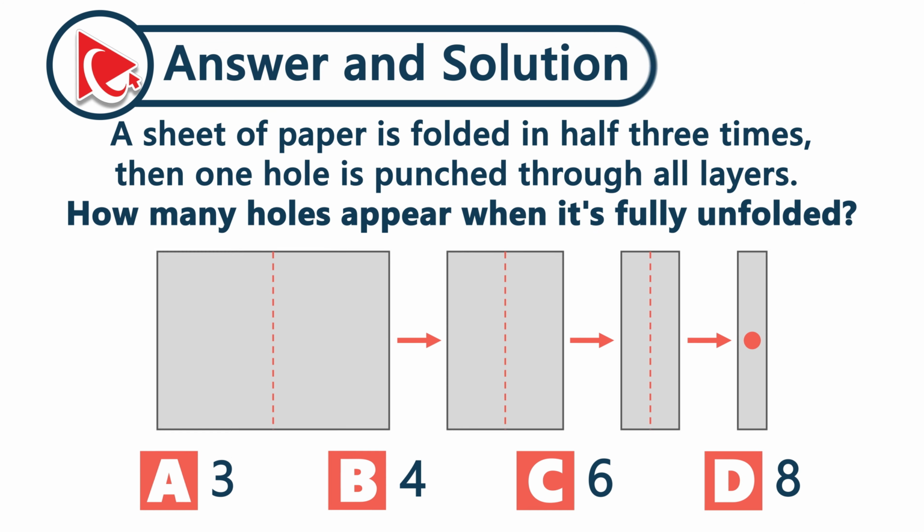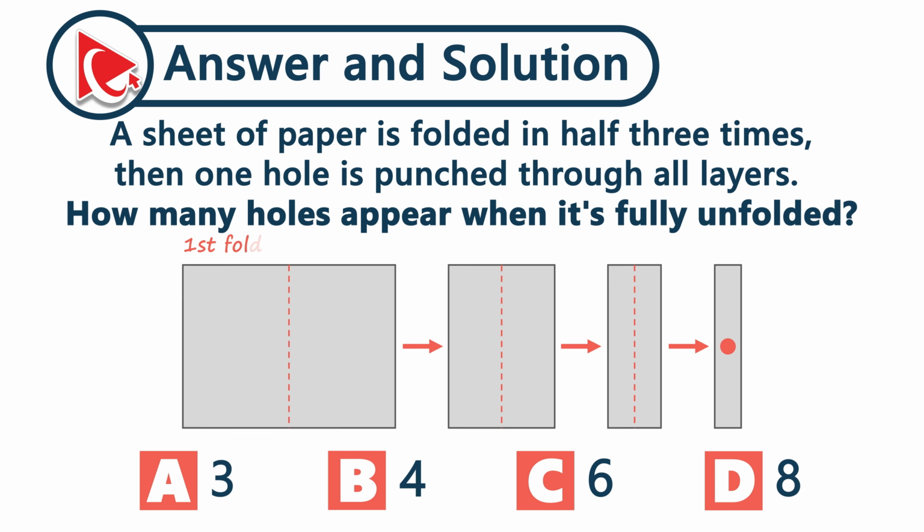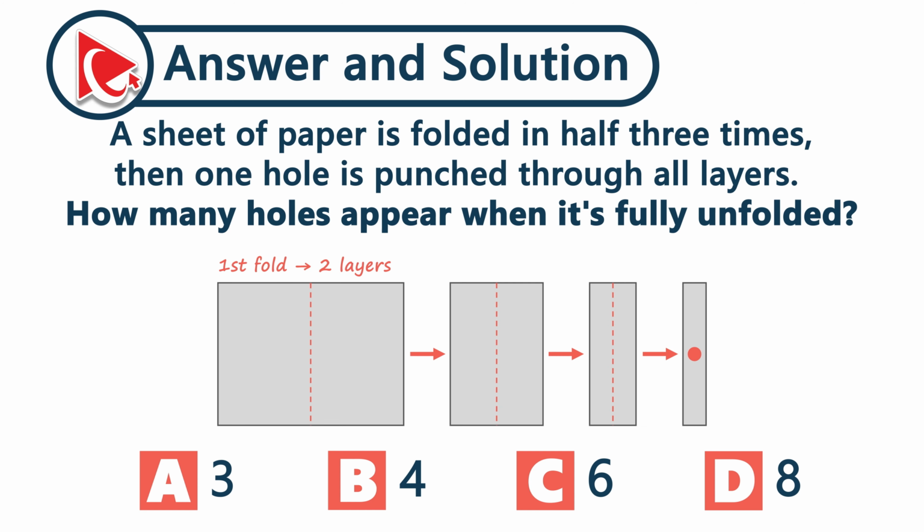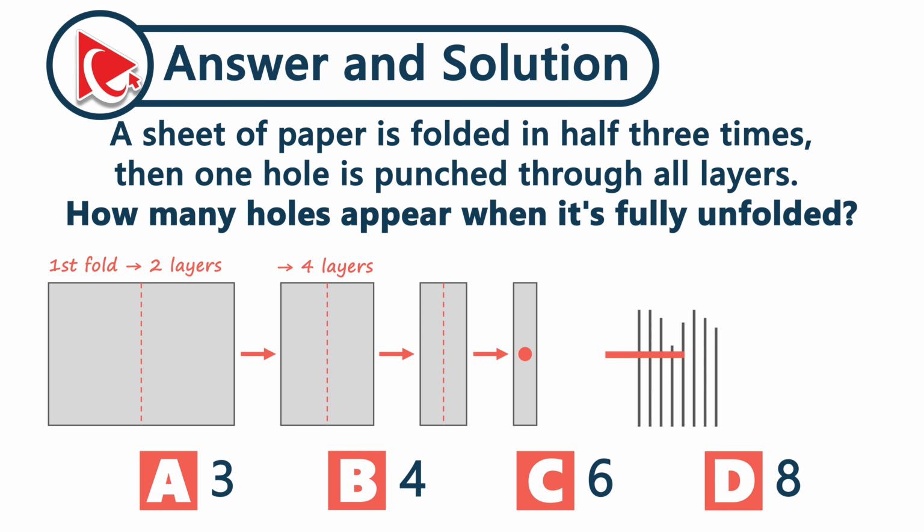Each fold doubles the layers. Picture the folds. 1 becomes 2 after the first fold. 2 becomes 4. Can you guess what 4 becomes? Now imagine hole punching through every layer. One punch equals 8 visible holes when unfolded, and the correct answer is choice D, 8.